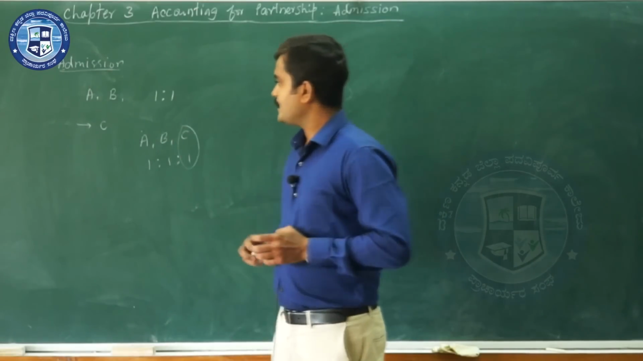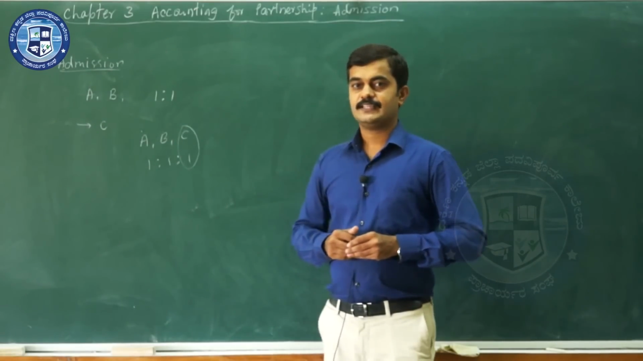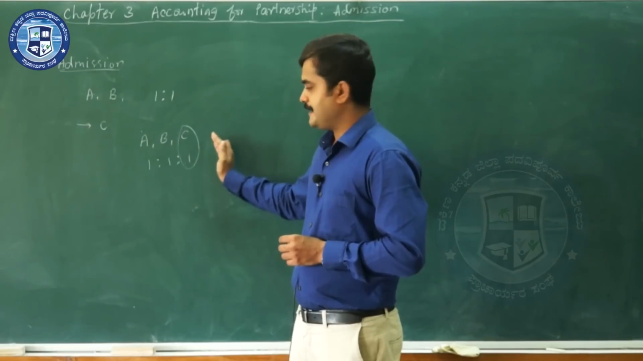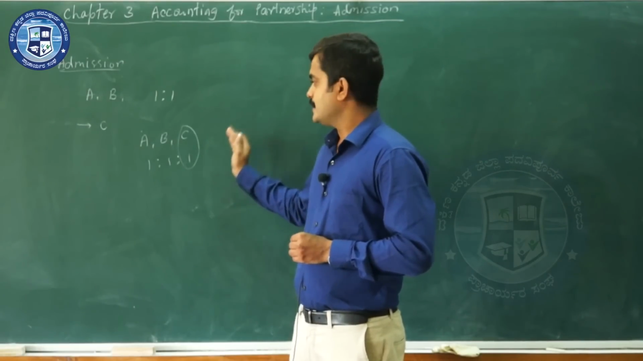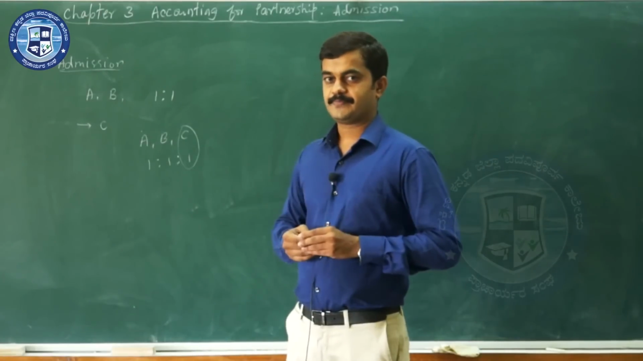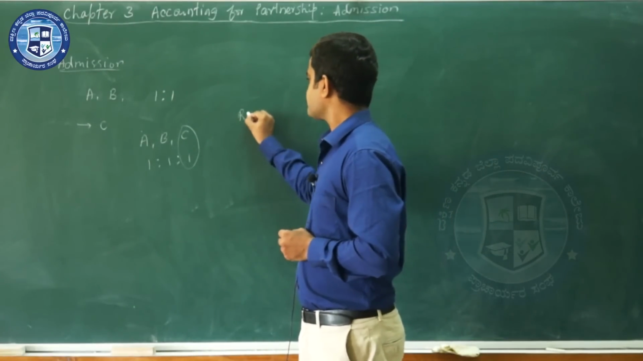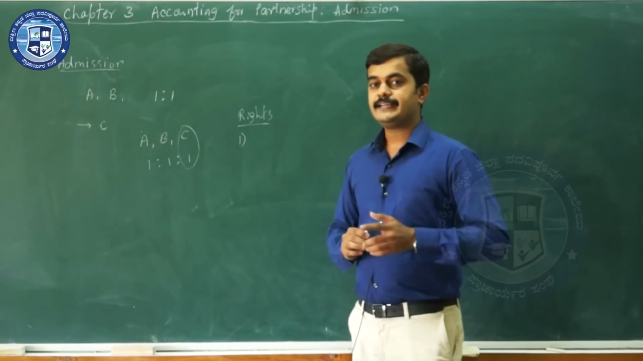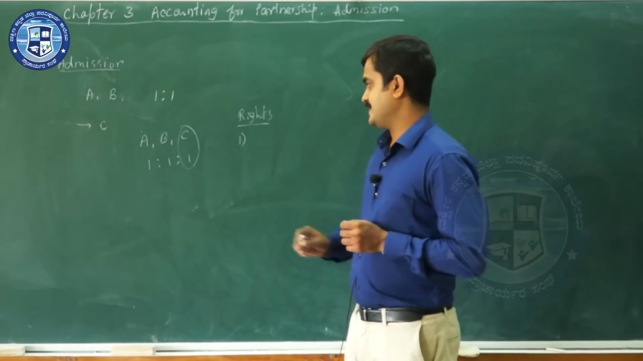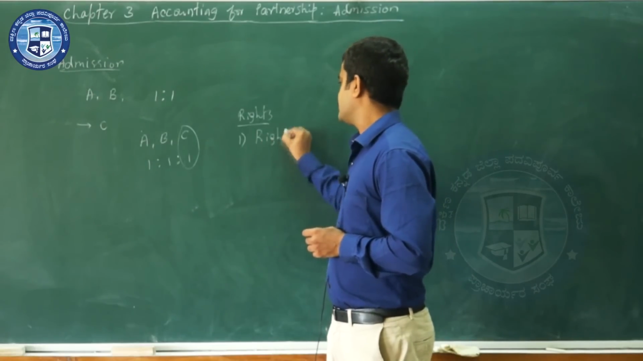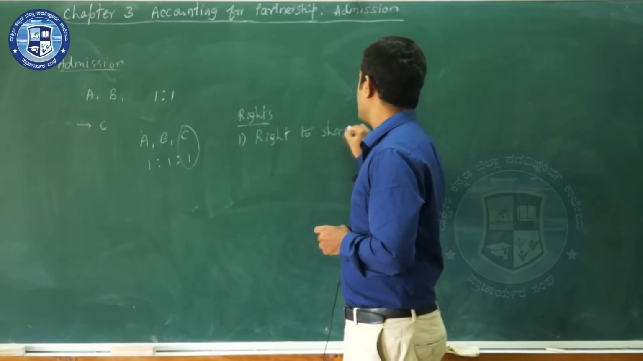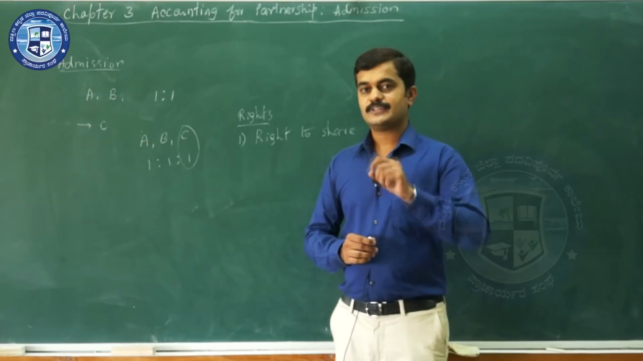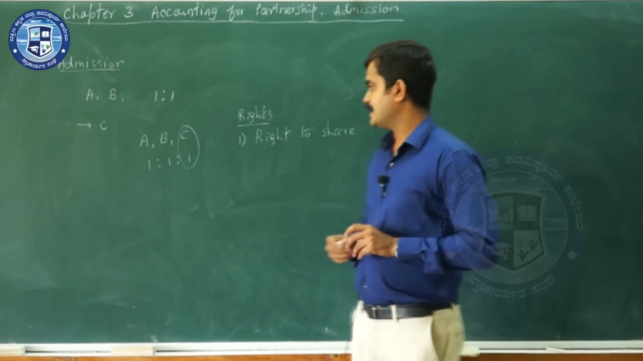now let us understand what is the effect of this admission in the active partnership business. After C becomes a partner, he gets two rights. The first right is right in the assets of the business. That is, right to share the assets of the business. That is the first right C is going to get once he is admitted as a partner in that firm.